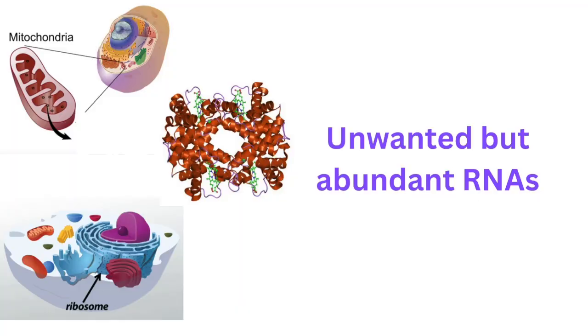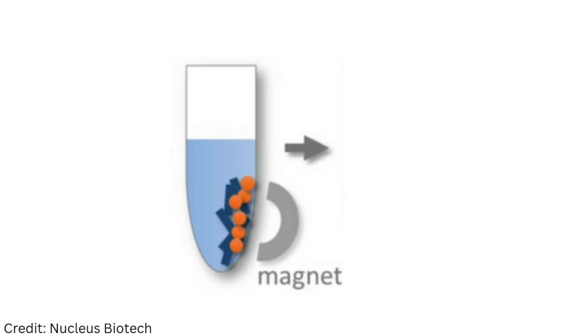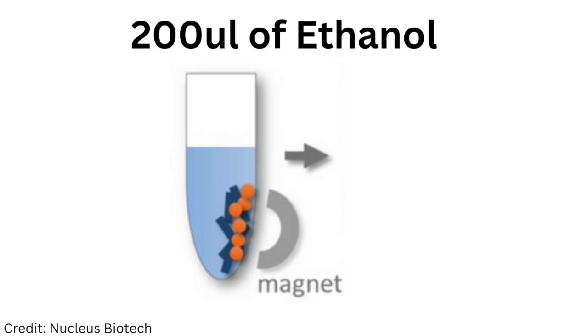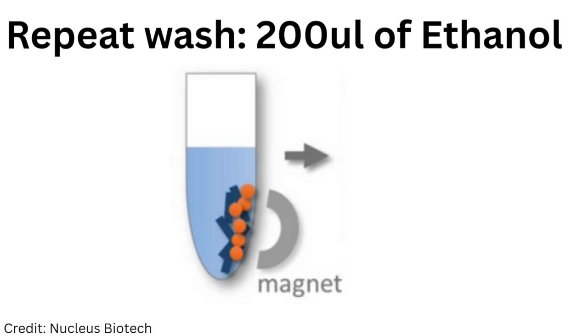Once the solution runs clear, this may take about 5 minutes. You want to carefully remove and discard the supernatant. You want to be careful not to disturb the beads because these beads now contain the RNA. So you go ahead and add 200 microliters of freshly prepared 80% ethanol to the tube while it's on the magnetic rack. And again, we're going to leave this to incubate for 30 seconds and then carefully remove and discard the supernatant. We'll repeat the wash one additional time.